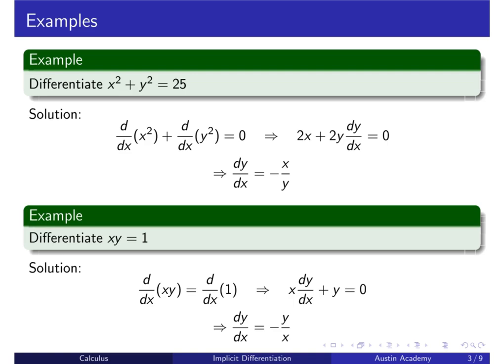Next example. Differentiate x times y equals 1. Using the product rule, x times dy/dx plus y equals 0. Now solve for dy/dx. dy/dx equals negative y over x.